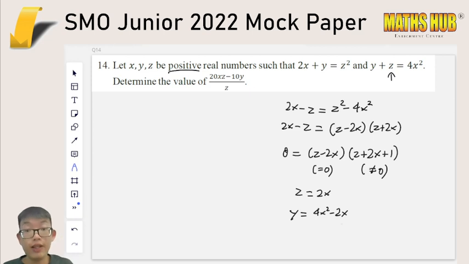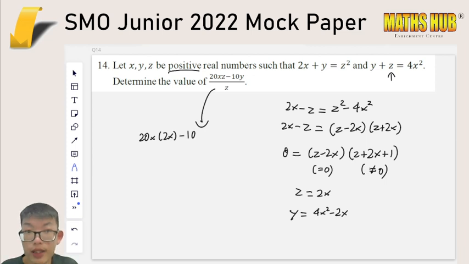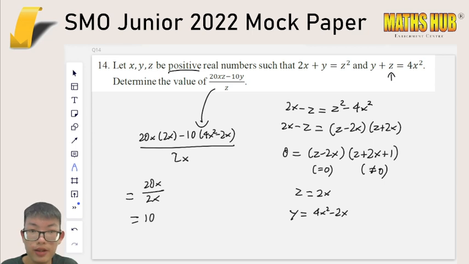So z is 2x, y is 4x squared minus 2x. And I will just substitute them all into here and see what I get. So it's 20x times 2x, minus 10 times 4x squared minus 2x, over 2x. You get 40x squared minus 40x squared plus 20x. So 20x over 2x is equal to 10.